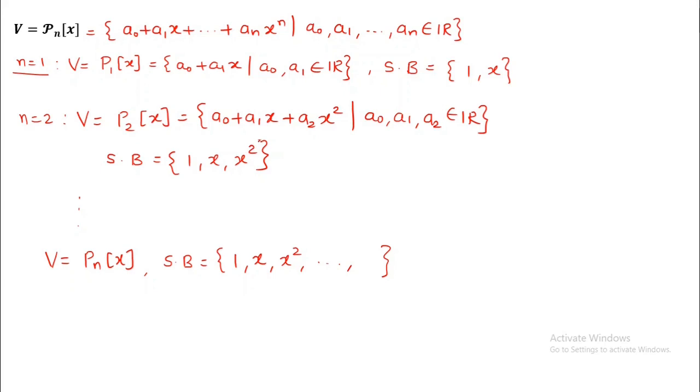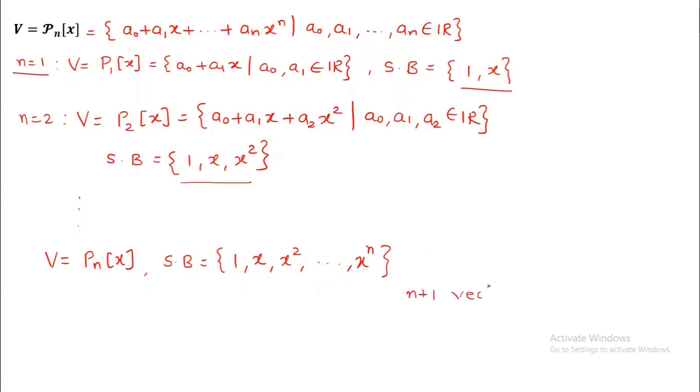X square. When we are talking about p1 of x, we go up to x. So when we are talking about pn of x, we'll go up to what? X raised to n. Now note, when n is equal to 1, our basis set is containing 2 vectors. When n is equal to 2, our basis set is containing 3 vectors. So over here, for pn of x, our basis set contains how many vectors? Note, n plus 1 vectors.